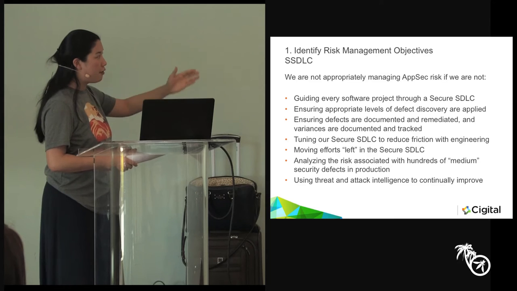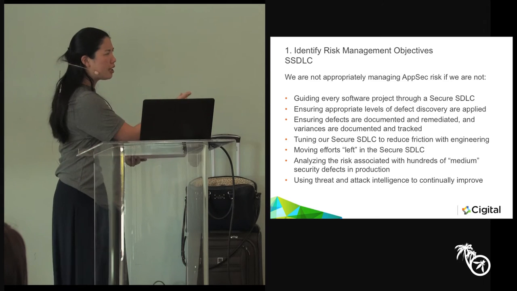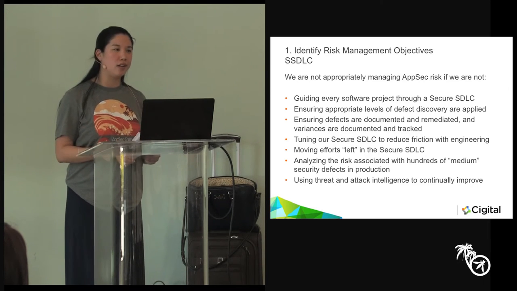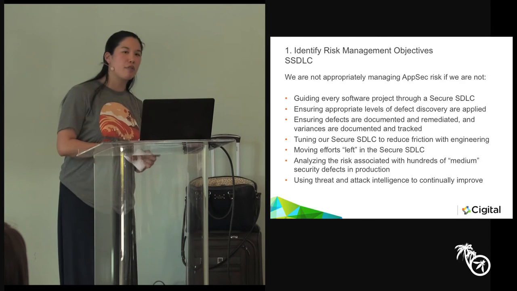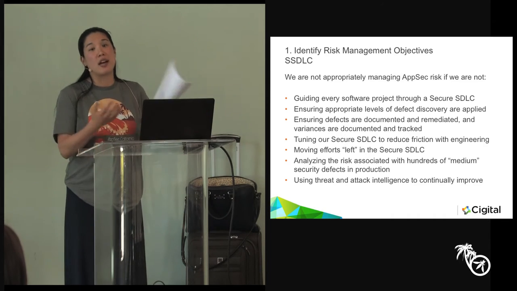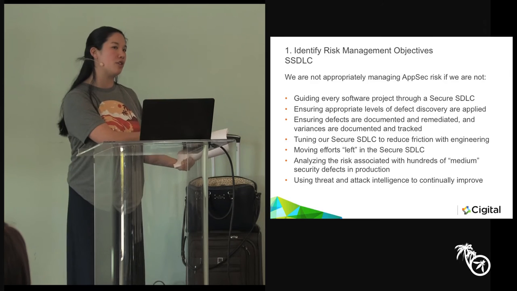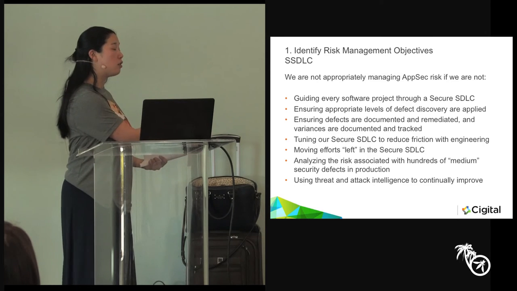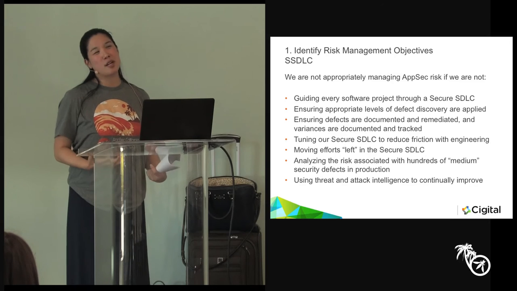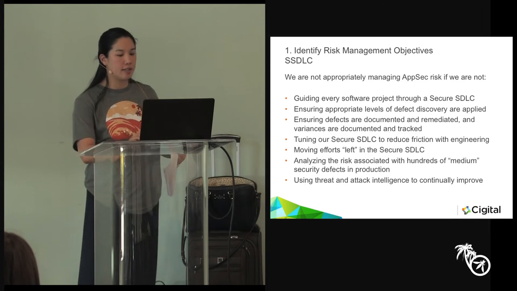We want to move efforts left in the secure software development lifecycle so that we're maximizing our prevention efforts. We want to analyze the risk associated with hundreds of medium security defects in production. A lot of organizations say, well, we're going to fix the critical defects. If we have time, we'll fix the high defects, but as far as medium or low severity defects go, we're not going to get to that in 10 years. There's just not enough time. But maybe if we're holding ourselves to a really high bar when we're talking about risk management objectives, then we could even think about considering if there's hundreds of medium severity defects and we're not doing anything about that, should we think about that? Using threat and attack intelligence to continually improve our secure SDLC.